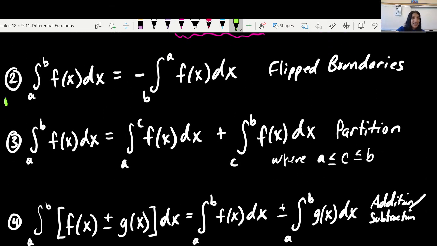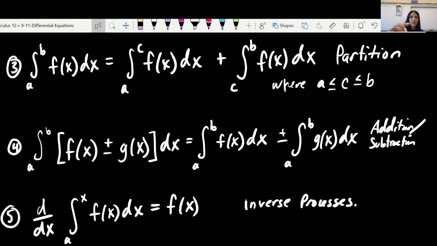So if we look at this number 2, if we're looking for a to b f of x dx, it's the same thing as negative b to a if we were to flip it. And we kind of did that when we were looking at which one is the higher one, which one is the lower one. So it's just putting this into a summary. You could do without this and you'd be fine.